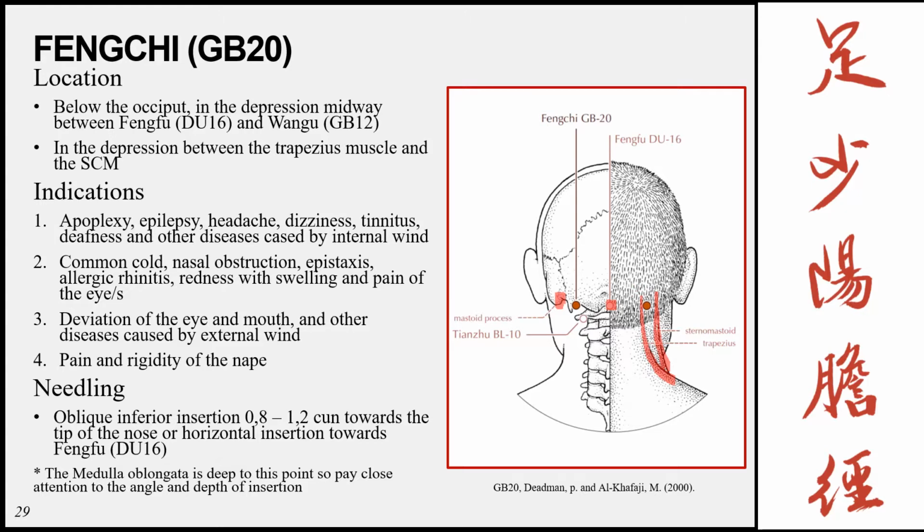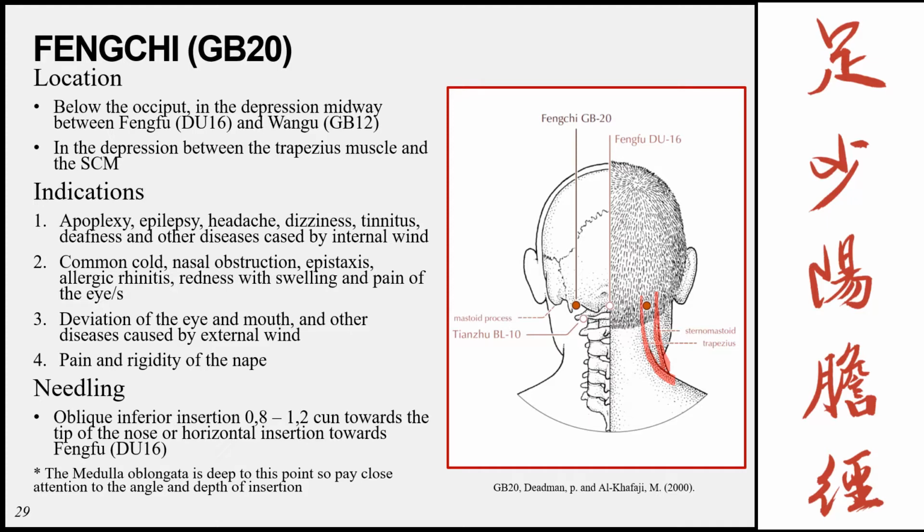It can also be used for common cold, nasal obstructions, epistaxis, allergic rhinitis, and redness with swelling and pain of the eyes. Furthermore, it can be used for deviation of the eye and mouth and other diseases caused by external wind. So you can see it can be used for internal wind conditions and external wind conditions. And then finally, because of its location, it can be used for pain and rigidity of the nape.